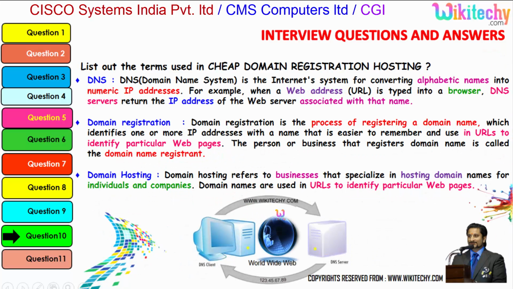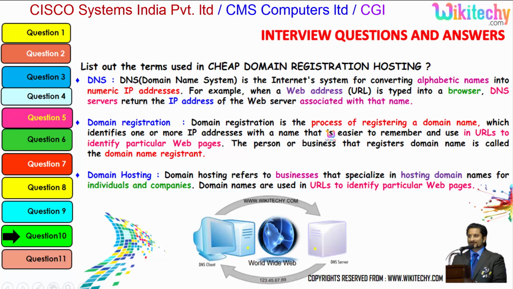DNS. See, Wikidigi.com is a simple, easy term for people to understand when compared to the number. DNS is the internet system for converting your alphabetic names into numeric IP addresses. So, if your URL is typed into the browser, the DNS server returns the IP address of the web server associated with that name.